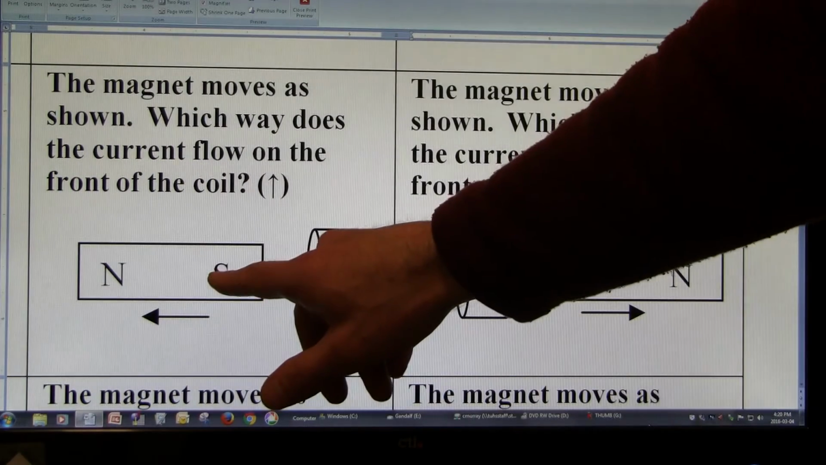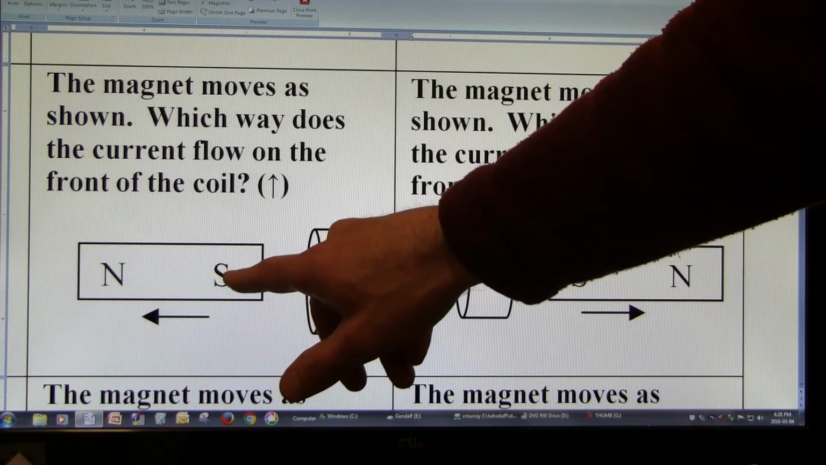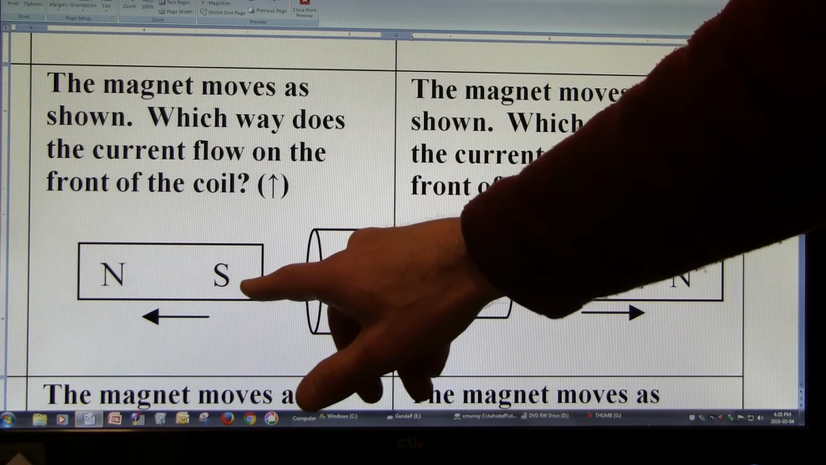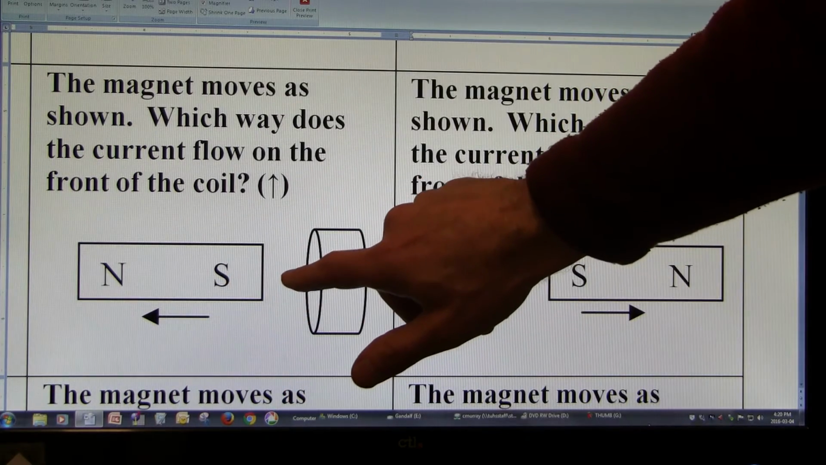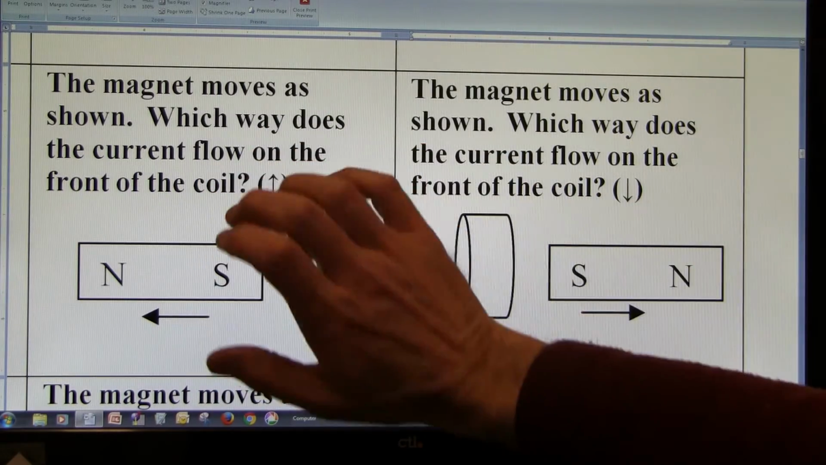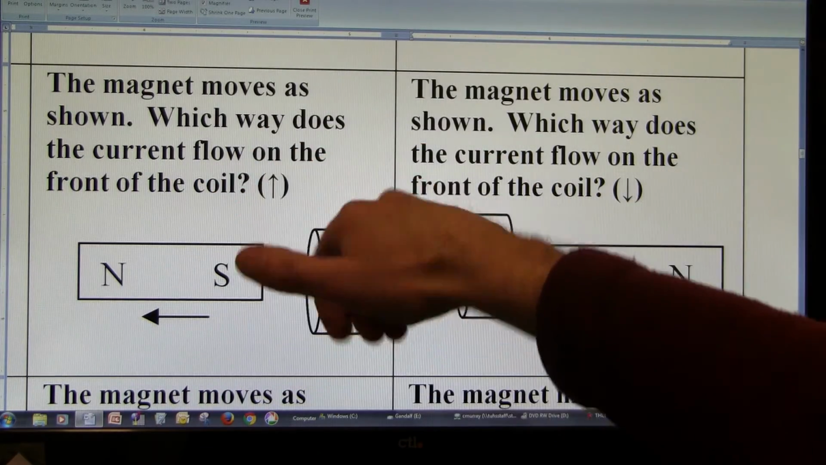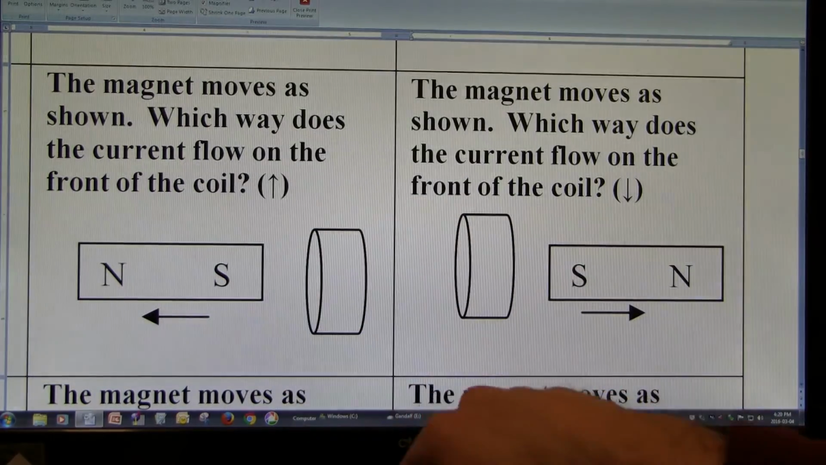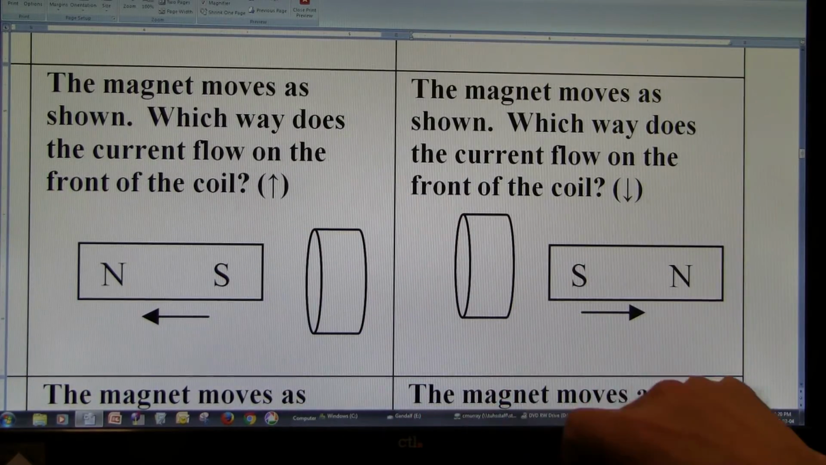Now, we don't want the magnet to move away, right? And so to prevent that magnet from moving away, we're going to create a north pole on this side. To do that, the current has to flow up the front of the coil, down the back side of the coil, okay, to create a north pole on that side. I'm using the north pole rule here.